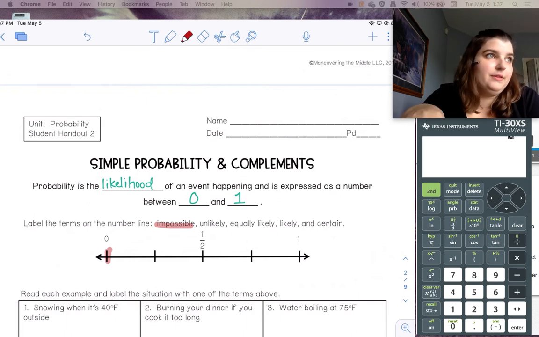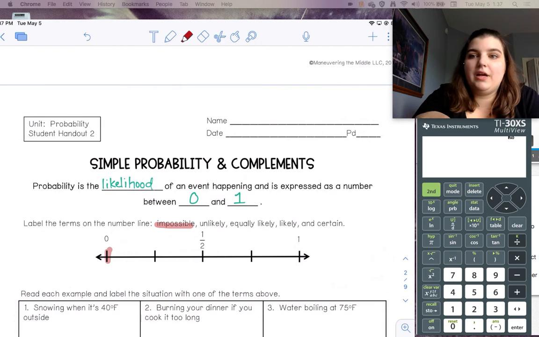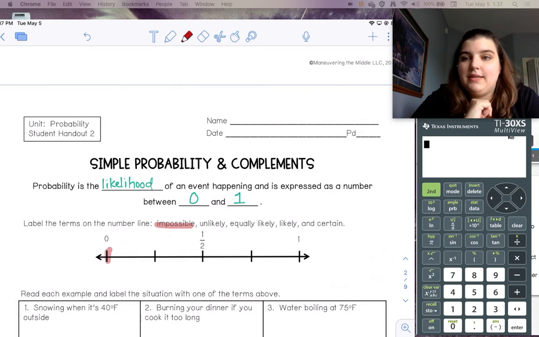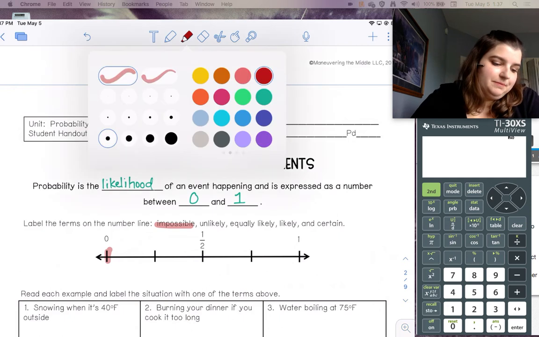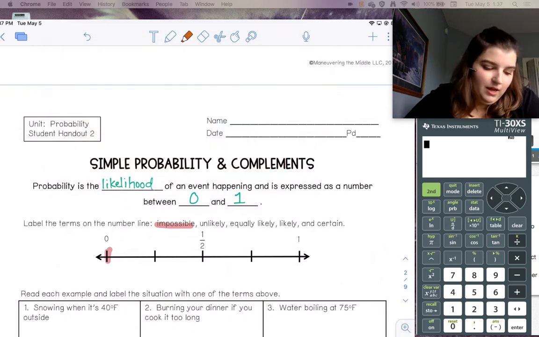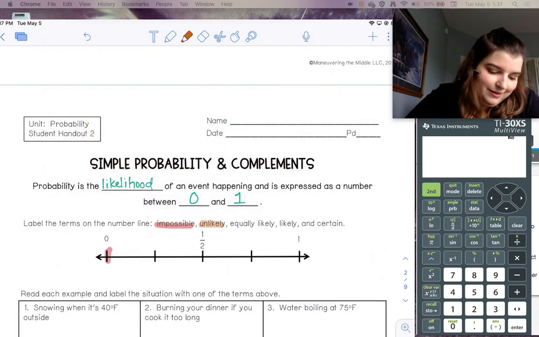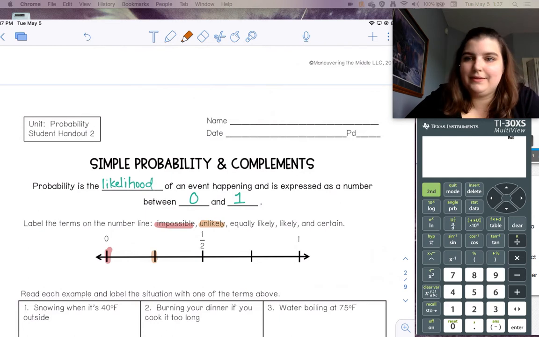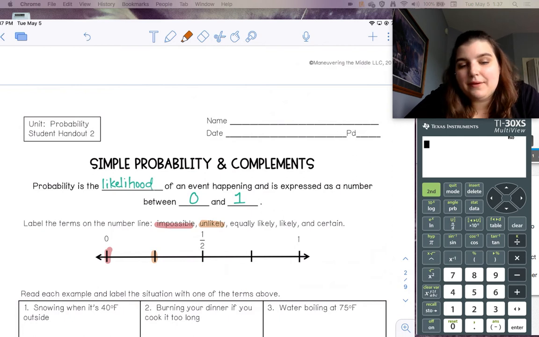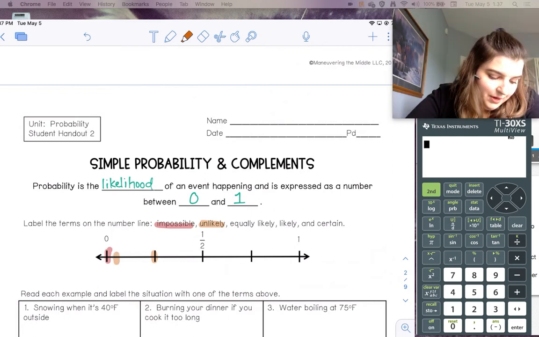Like, there's 0% chance that I'm going to have birthday cake today because it's not my birthday and nobody's making cake in this house. Next. What a shame, right? Unlikely. It's unlikely that I'm going to win $1 million. That might be like way over here, like whatever.